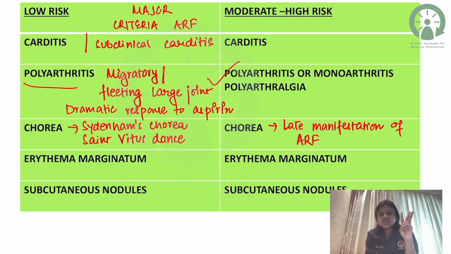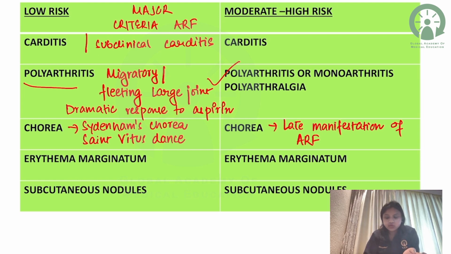So there are exceptions to the Duckett-Jones criteria, where even without fulfilling the usual criteria, you should remember two: one is chorea and number two is indolent carditis. If you are having these two things, then you can escape this criteria which I'll be talking about. So chorea is an exception to the rule of Duckett-Jones criteria.